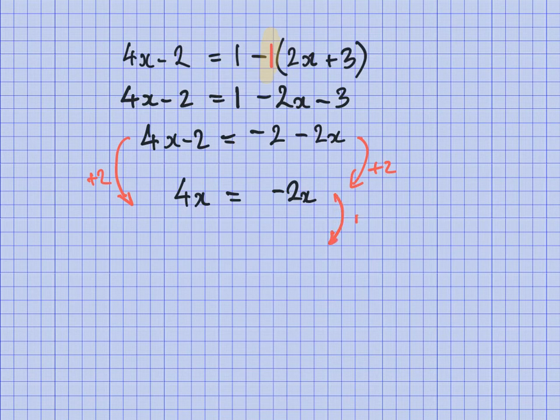So I'm going to add the 2x that's on this side and add 2x on this side. There's minus 2x there, so the inverse would be to add 2x. That will give me 6x equals 0. So x equals 0. I've divided both sides by 6.